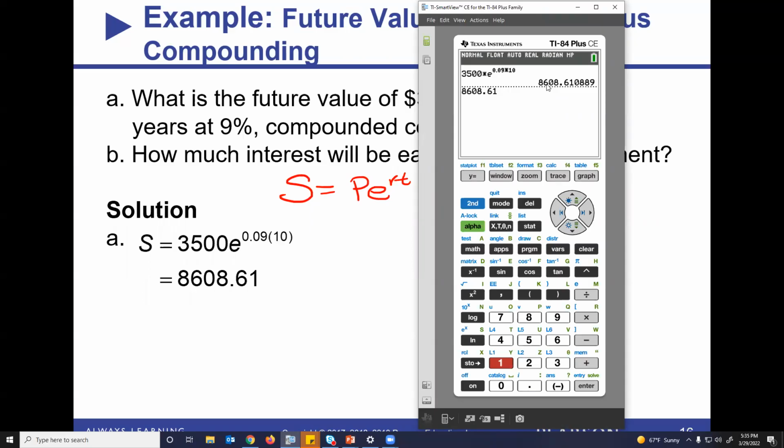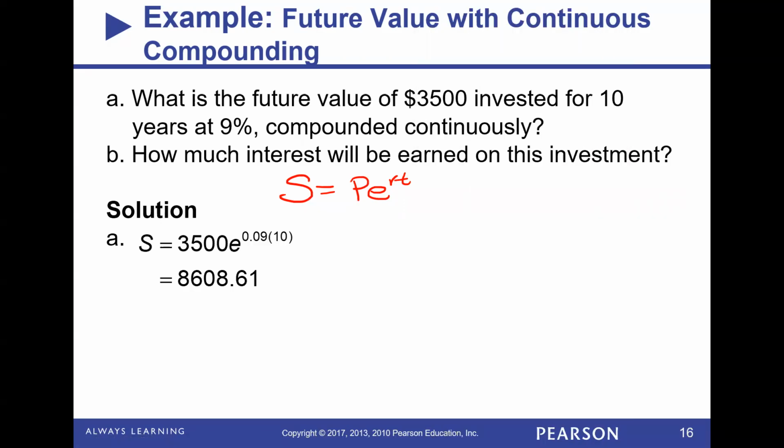How much money did I put in the account in the first place? Well, I put in 3,500. So how much money did I actually earn? I earned $5,161. Okay.